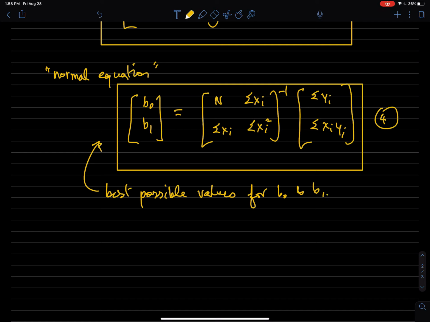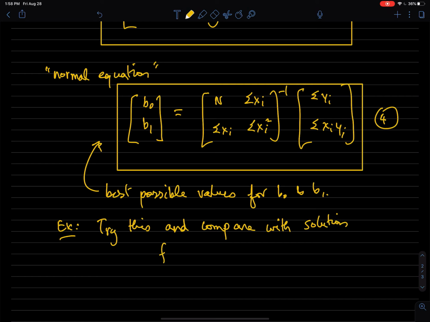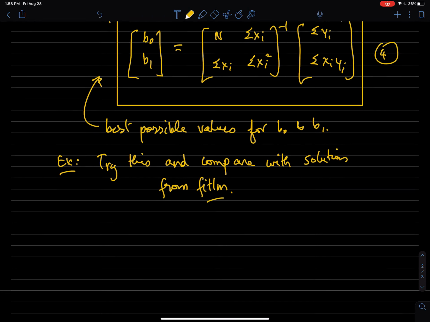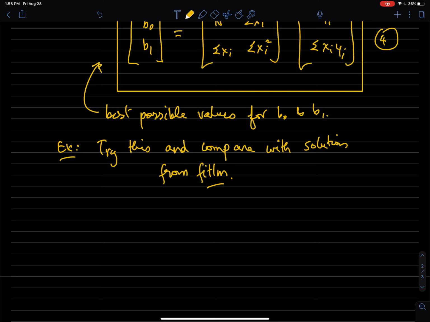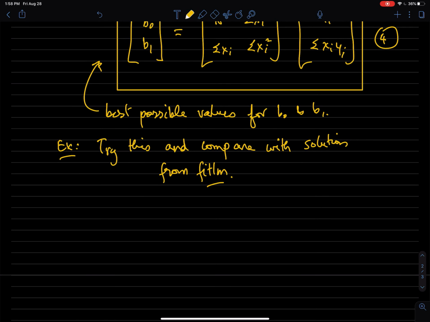Okay, so exercise: try this and compare your solution with the solution obtained from FitLM. And you should see that the solutions maybe differ by, let's say, 10 to the minus 14 or 10 to the minus 15, roughly, or maybe even lower.